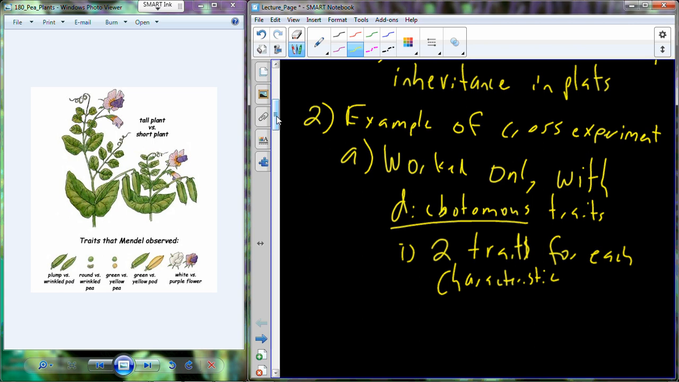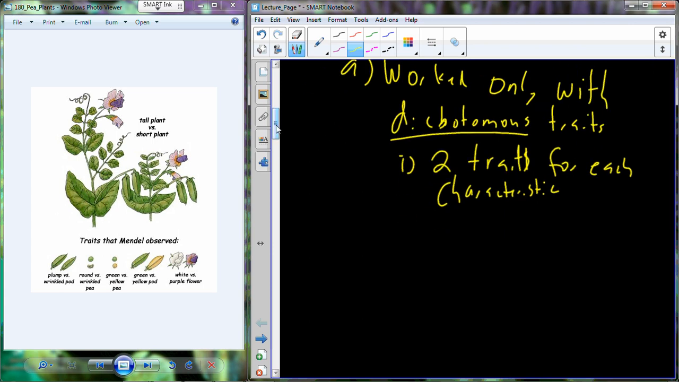Now, the reason that he probably did this, and I honestly never read why he chose to work with just those traits, was probably because of his research background. Researchers are taught to be parsimonious. Parsimonious simply means work simple. So we start with the simple, try to understand the simple, and add in new complexities as we develop. We don't try to solve the whole world with a theory of everything. We try to break it up into smaller, simpler parts. That's probably what was going on here. So, two traits for each characteristic.